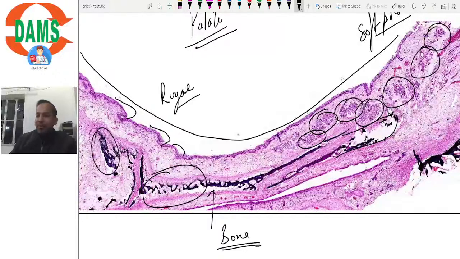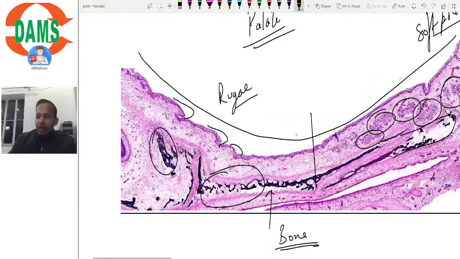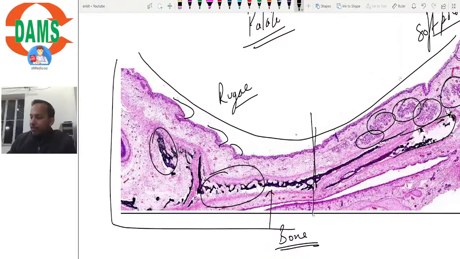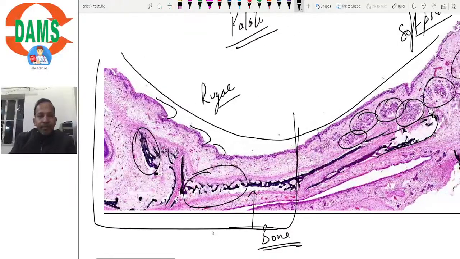And the minor salivary glands are all absent in the anterior hard palate, isn't it? They are absent in the anterior hard palate. So there are no salivary glands in the anterior part. Is it clear?